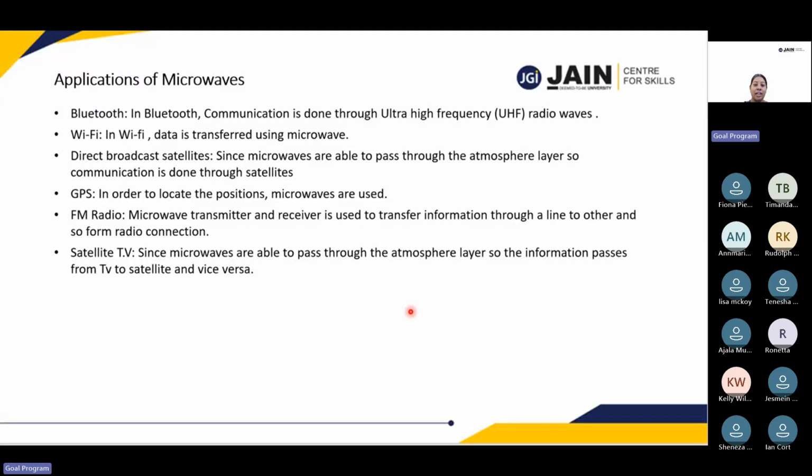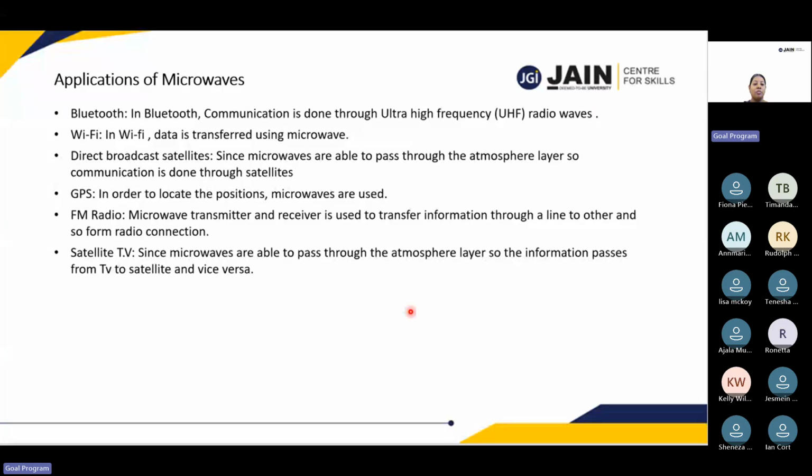Direct broadcast satellites. Since microwaves are able to pass through the atmospheric layer, the communication is done through satellites. Okay, direct broadcast satellites can happen because of these microwave signals. GPS. Microwaves are used in order to locate the locations. You can use these microwaves.